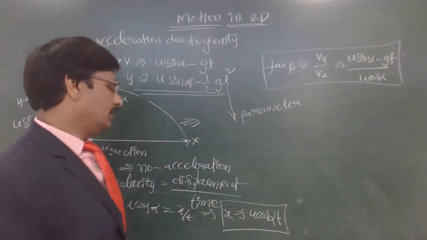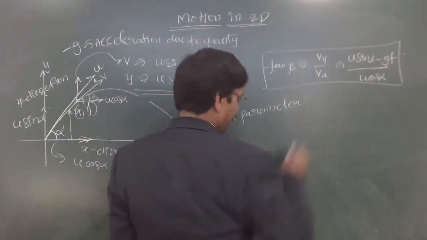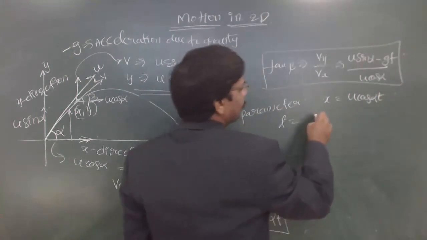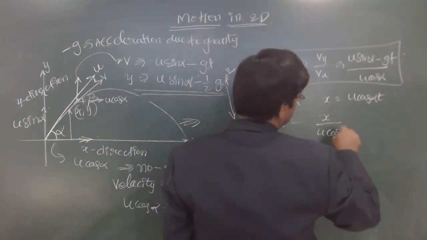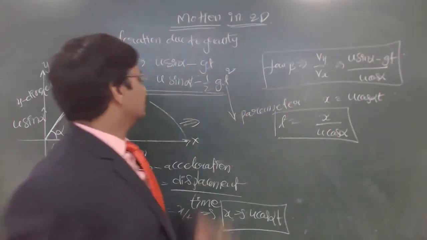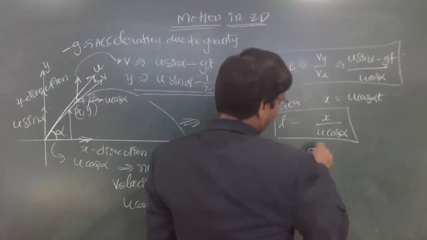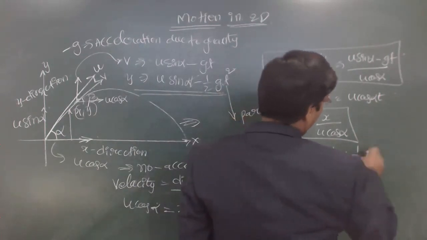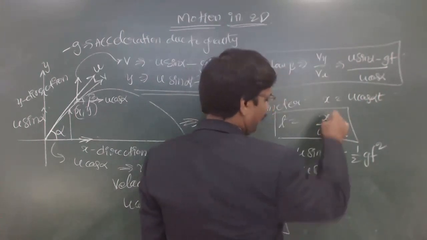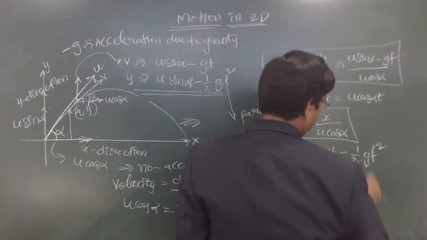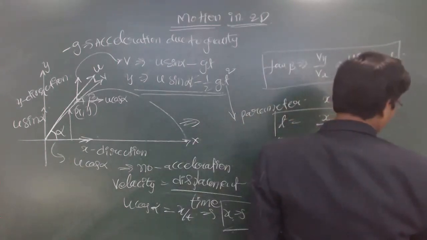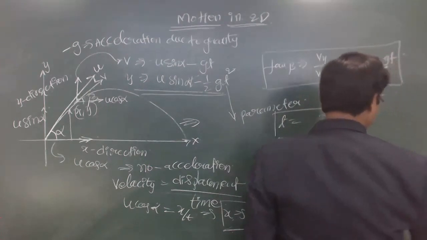So here x is equal to u cos alpha into t, I can express as t equal to x by u cos alpha. So this t value I have got. I wanted to eliminate this t by substituting in this. So y is equal to u sin alpha into t minus half g t square, and replacing t, I get x by cos alpha minus half g into x by u cos alpha whole square.